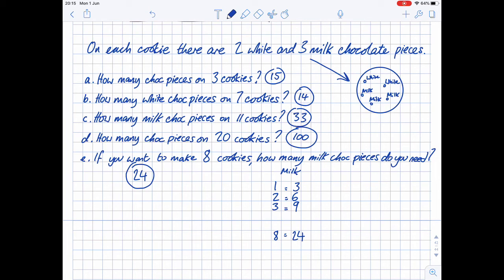Now, I tried tricking you a few times today, didn't I, with milk, white, and total chocolate pieces. So if you got 5 out of 5 today, really, really well done. If you got some of the questions wrong because it wasn't milk or it wasn't white, always read that question.